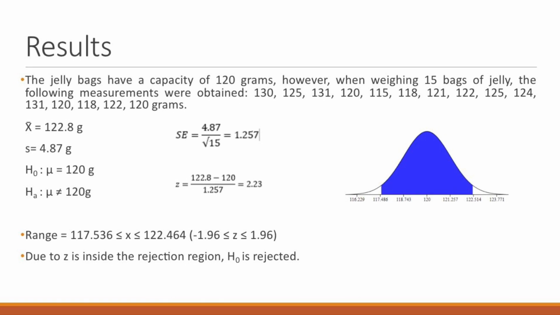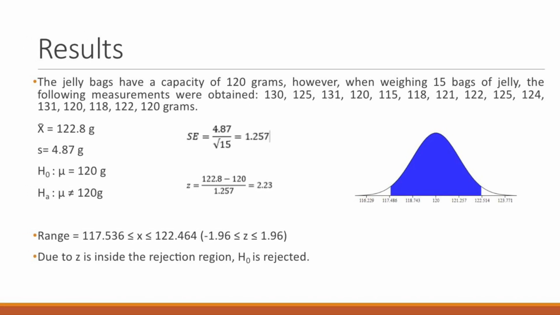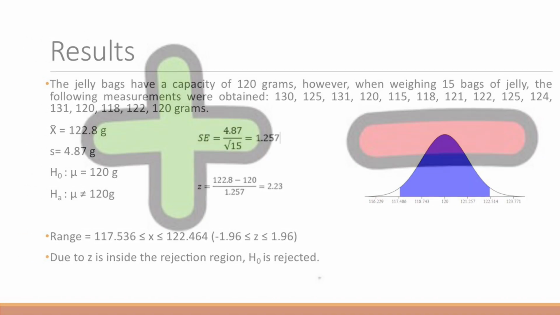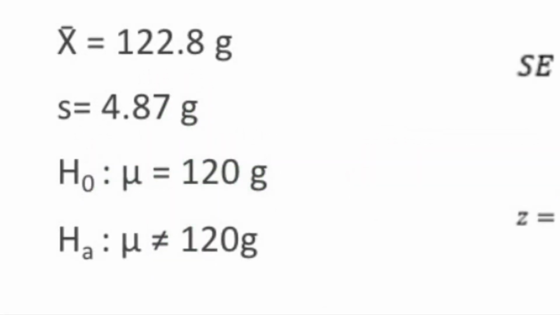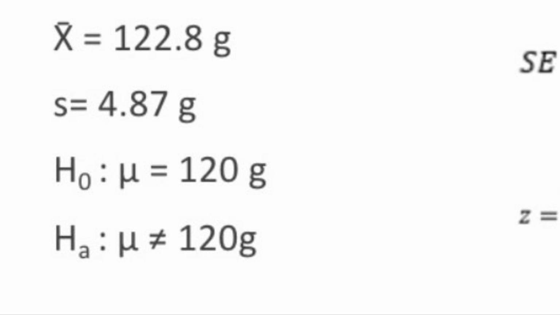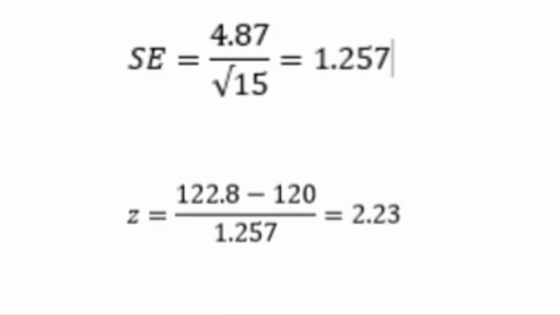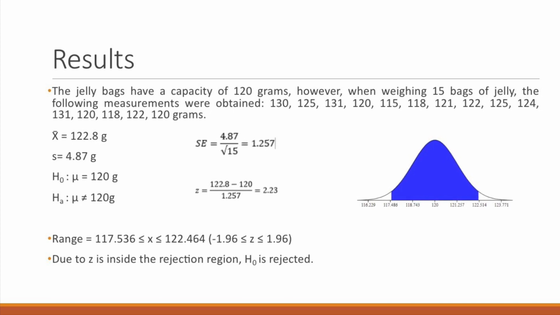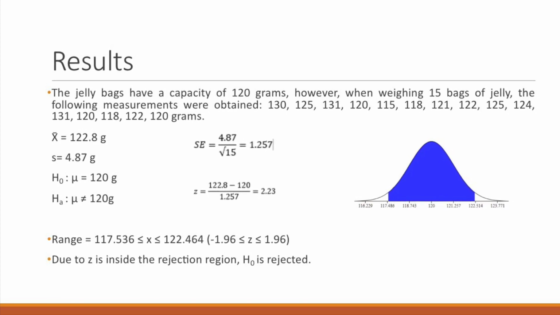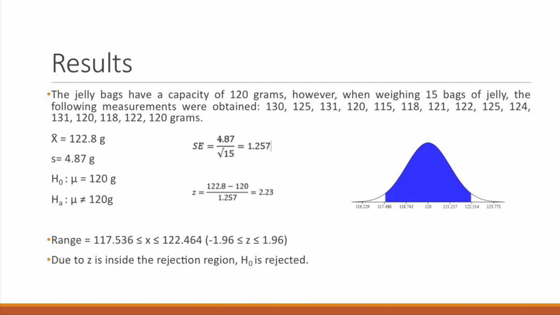As a result, the capacity of the jelly bag is 120 grams. However, when weighing the 15 bags, it was noted that not all of them weighed the same. Some weighed more and others less. The results obtained for the sample mean, standard deviation, population standard deviation, and test statistic are the following. Since Z is inside the rejection region, H0 is rejected.